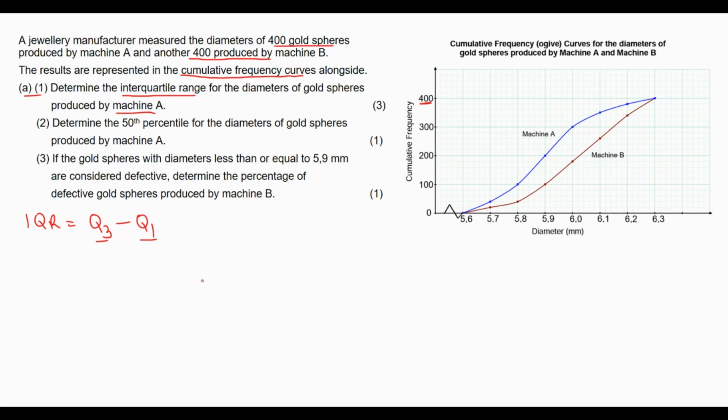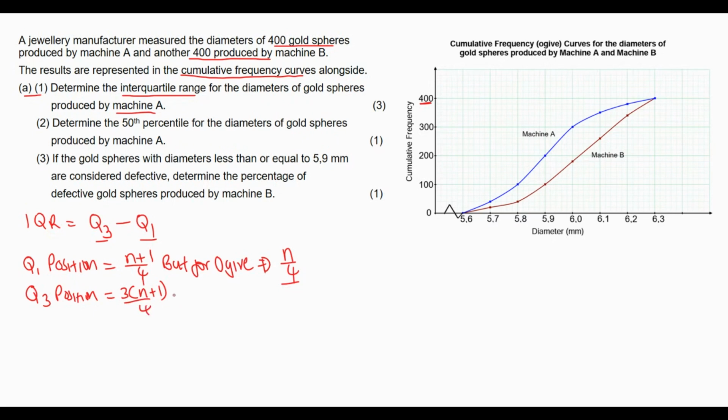And then to find the quartile position, we usually use (n plus 1) divided by 4 for the lower quartile, let's say Q1 position. But for the ogive, it is accurate enough to use n over 4. And then Q3 position, we usually use 3 times (n plus 1) divided by 4. But for the ogive, we can even use 3 times n over 4. It's still okay. So we're going to use these to find the lower quartile position and upper quartile position.